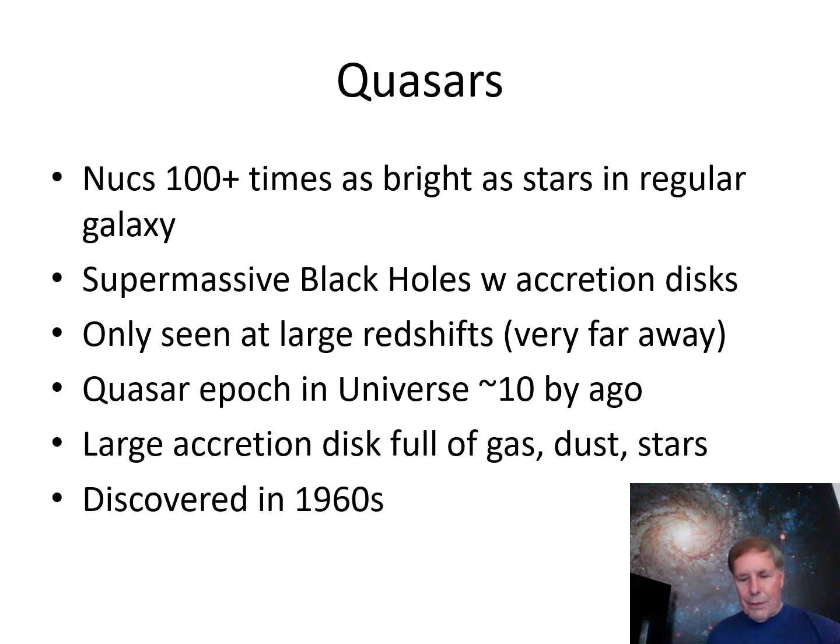Now, here's the quasar summary. The nuclei are 100 plus to 1,000 times as bright as the stars in a regular galaxy. This model that I showed you works for quasars and Seyferts. Now, the interesting thing about the quasars, this is a big hint too, they're only seen at large redshifts, and that means they're very far away, very far away. Now, the quasar epoch in the universe was apparently 10 billion years ago.